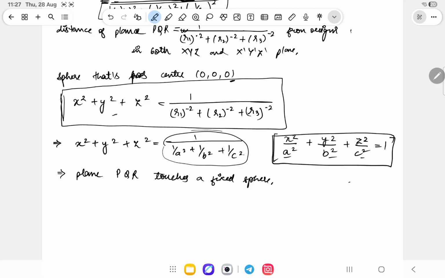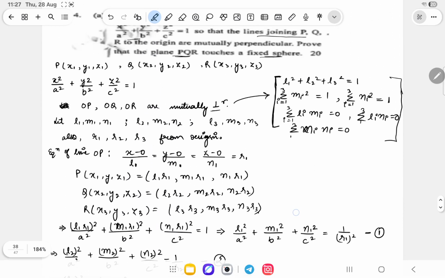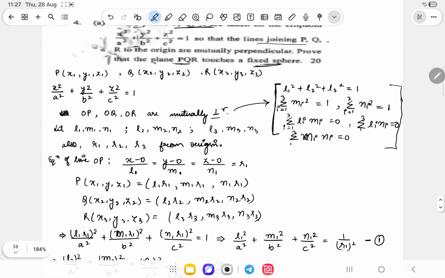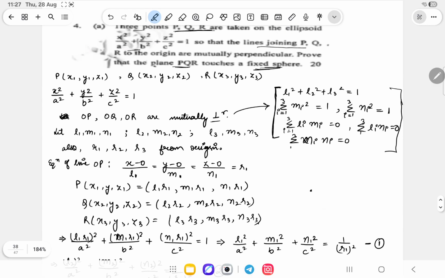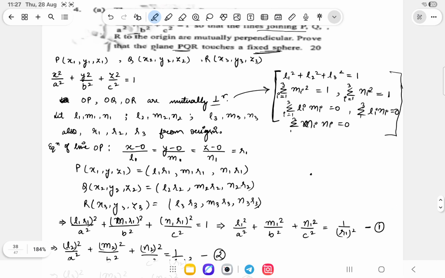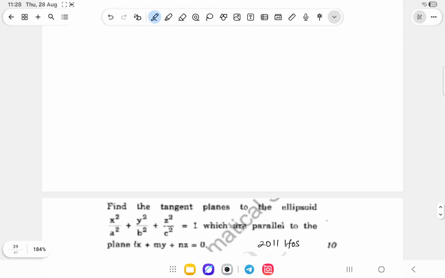So plane PQR touches a fixed sphere, and that's what we are supposed to prove in this question, I guess. Also you can do this question by assuming the origin as vertex, and you can find the equation of the cone, and then use the coefficient condition that the coefficient of x square plus y square plus z square will be equal to 0 for three mutually perpendicular generators. Like that also you can approach this question. So let's move on to the next question.